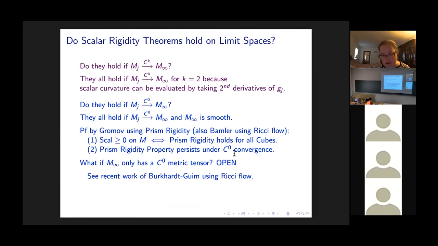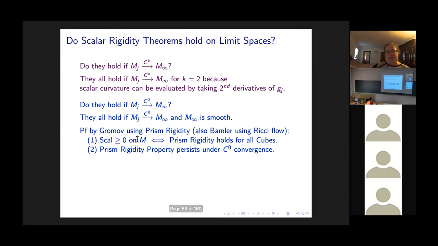And then the limit space has prism rigidity for all cubes, so therefore it has scalar greater than 0. So those are the two big steps that Gromov proves. And I wanted to mention this a bit more because these are the two key steps you might want to look at for any question.